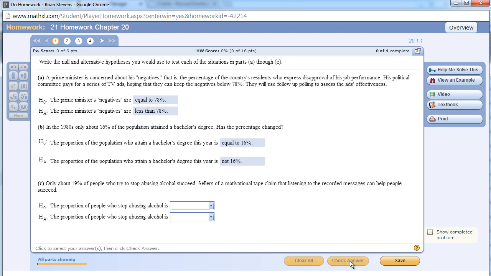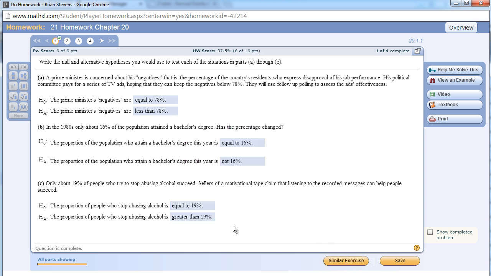When we look at this question right here, motivational tape sellers want people to succeed at something. So usually only 19% of people who try to stop abusing alcohol succeed. So if this tape doesn't work, what would happen? Well, the true proportion of people who try to stop abusing alcohol would still be equal to 19%. But if it does work, the true proportion of people who try to quit would be greater than.